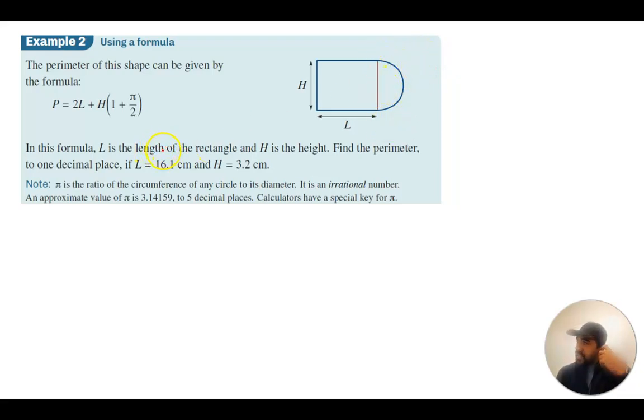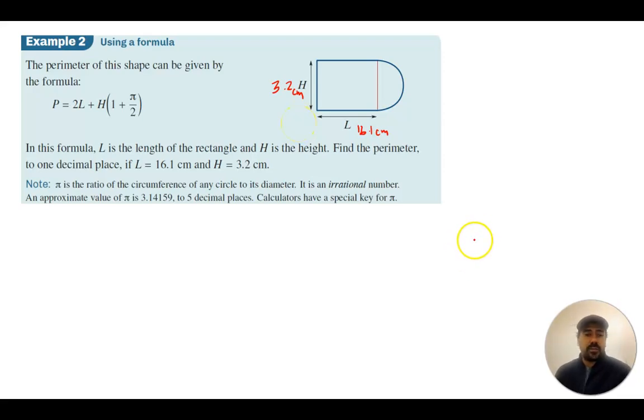Now I'm not going to dissect why this formula is the way it is, because it's just been provided to us. There might be some scenarios where you have to construct the formula yourself, so you do need a little bit of that analytical skill and referring back to prior formulas. But for now, this one's just been provided to us. So L is the length, H is the height, and we're going to find the perimeter if the length is 16.1. So this here is 16.1 centimeters, and the provided height is 3.2 centimeters.